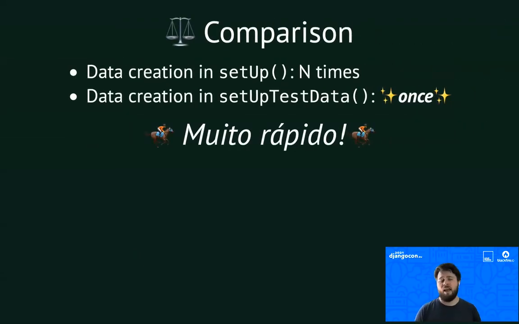So to compare, as we were seeing in the diagram, anything you do in setUp will be done n times, where n is the number of tests in the test case. Whereas anything we do in setUpTestData is done once for that test case. And it's this n to 1 difference that means that our tests can be much faster if we use setUpTestData.